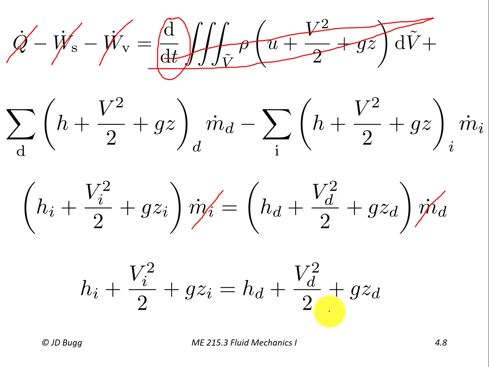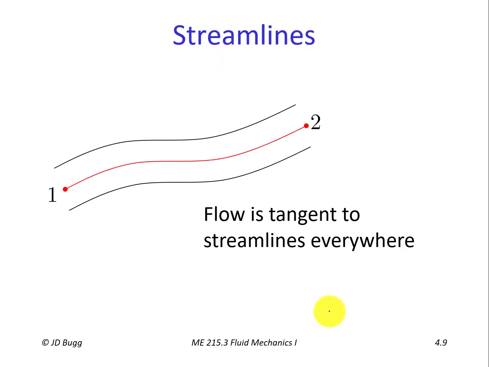Now, in order to do that, I need to define something called a streamline. If we have a flow, which in this case seems to be generally heading from left to right, a streamline is defined as a line in the flow that is tangent to the velocity everywhere. So the flow is tangent to the streamlines everywhere. I've just drawn three streamlines here. We could draw a whole bunch. So wherever you go in this flow, if you were to go to this spot right here, that means that the velocity at that spot is in this direction. So tangent to the streamline always.